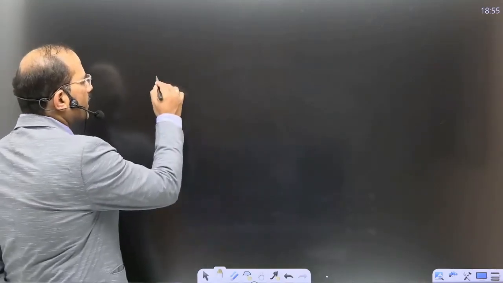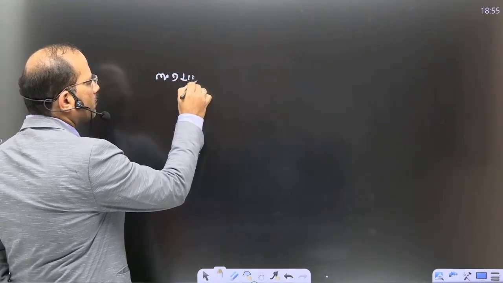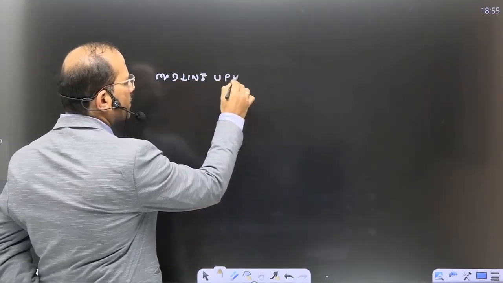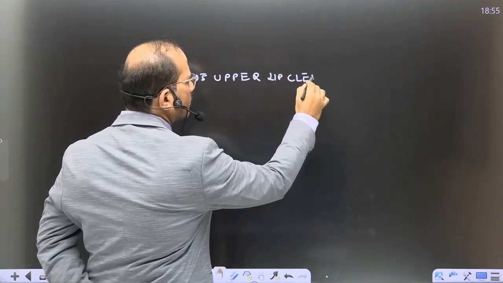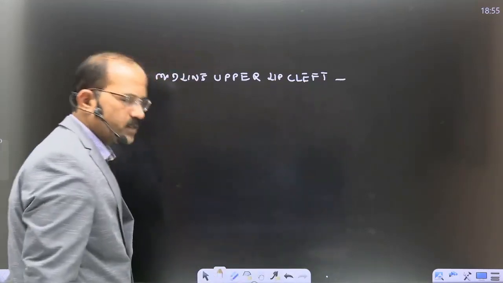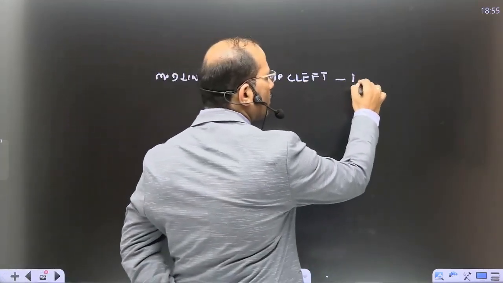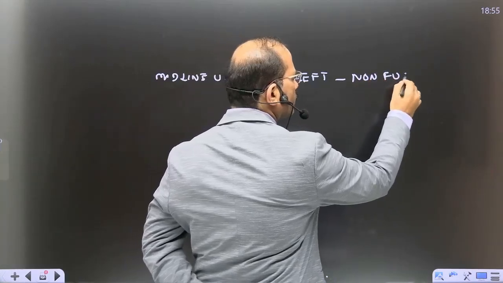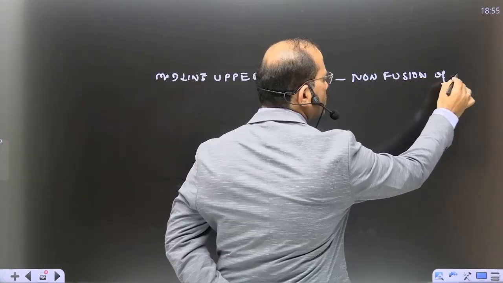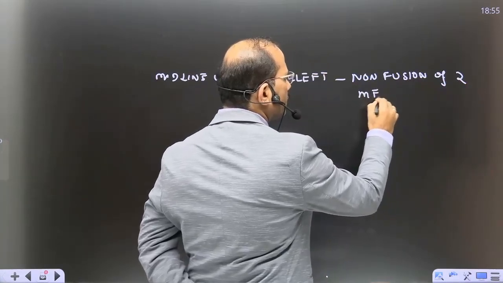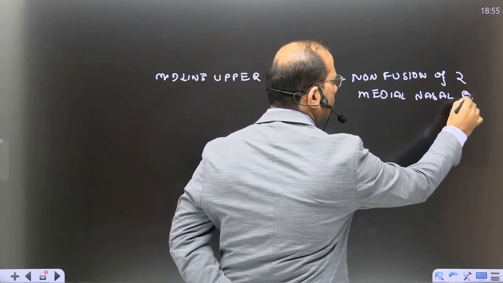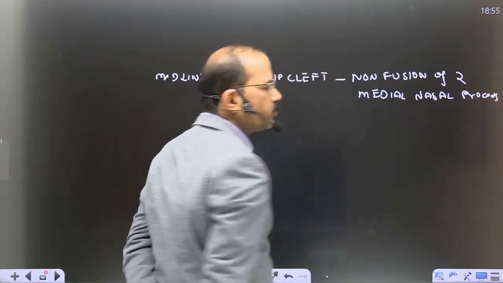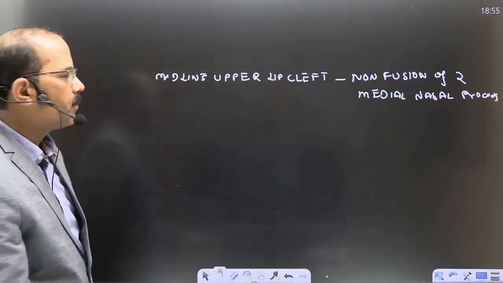So we'll just write this down, students. Midline upper lip cleft. What is it due to? Non-fusion of two medial nasal processes. That is midline upper lip cleft.